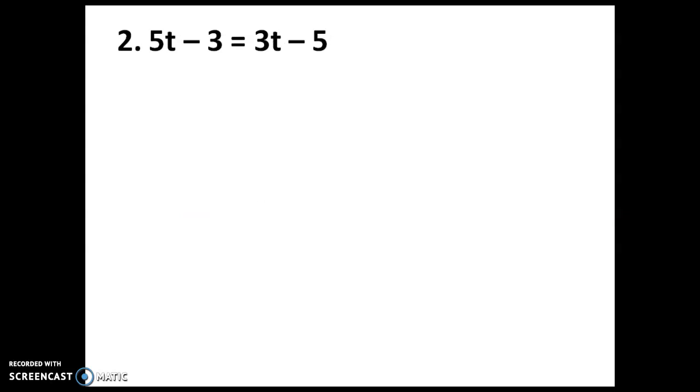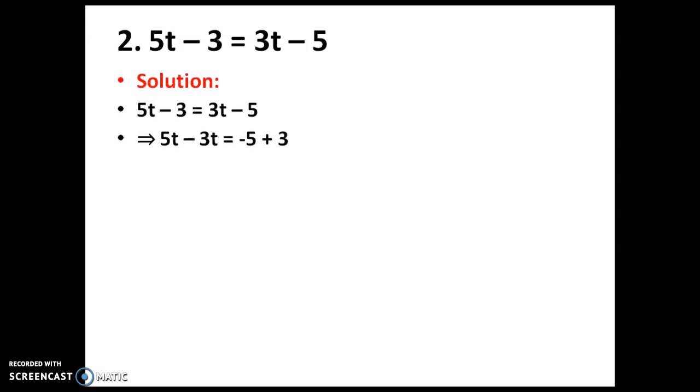Next problem: 5t minus 3 equal to 3t minus 5. Instead of x, they have given t. All are variables only. Any alphabet that is used is a variable. So here both the LHS and RHS have a variable. It's very similar to the previous problem, and we are going to solve this.